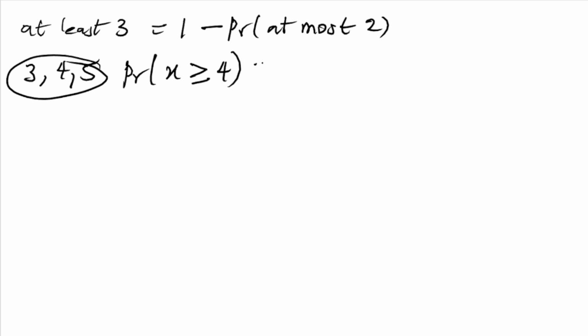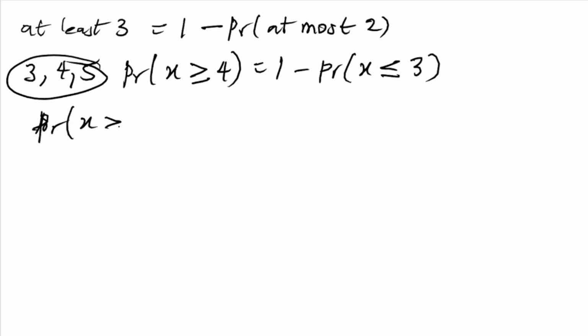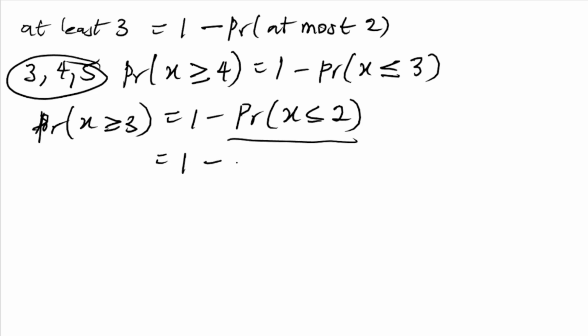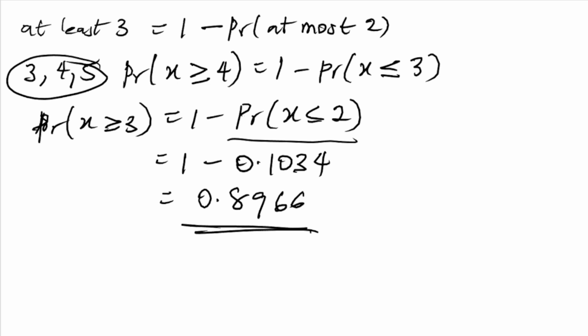Let's assume you can do this to be equal to 1 minus probability of x less than or equal to 3. That is, at least 4 can be equal to 1 minus at most 3. So since we have probability of x greater than or equal to 3, which is at least 3, can be equal to 1 minus probability of x less than or equal to 2. I hope you understand that. So that's a very short way to go about this, because we've done this before. So this is 1 minus 0.1034. That was the answer to that. So this answer will be 0.8966. I hope you understand that.